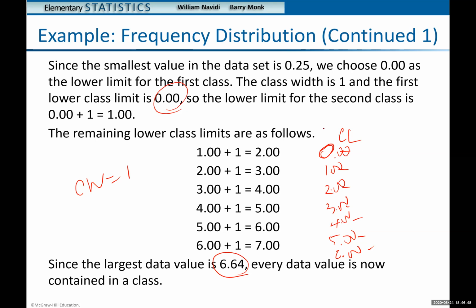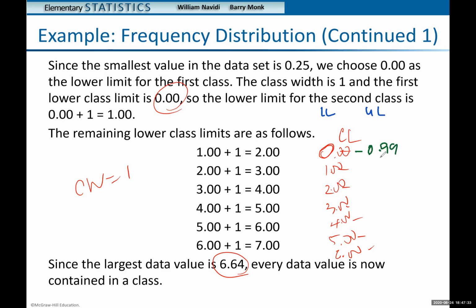So this is the lower limits: 0, 1, 2, 3, 4, 5, 6. This is the lower limit, and the right side is the upper limit. And remember, it should not overlap. So 0.0 up to... since you have 2 decimals here, what is the number before 1.0? 0.99. Very good. It's going to be 0.99.